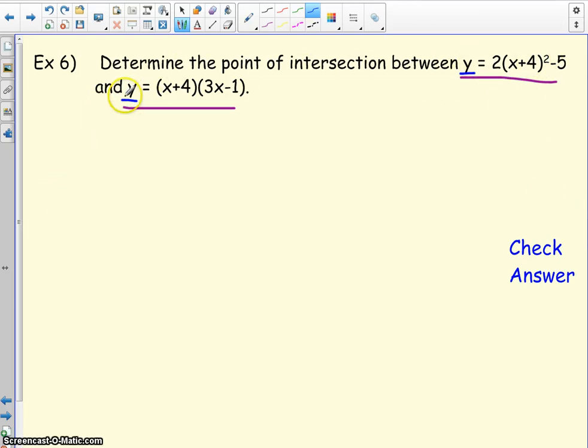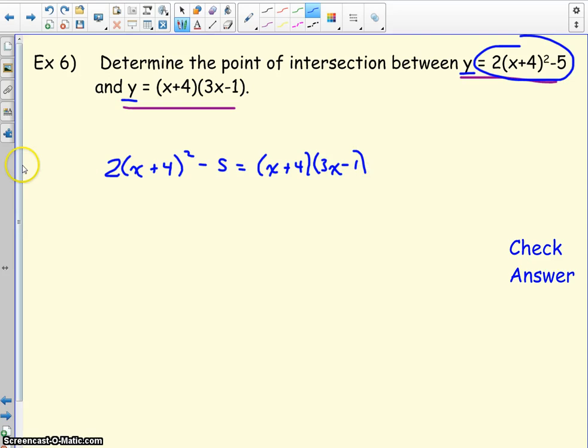So wherever I see y in this equation, I replace it with 2 bracket x plus 4 squared minus 5, and then I can potentially solve it for x. So I'm going to do that first. So I'm going to have 2 bracket x plus 4 squared minus 5, and over here I'm going to have bracket x plus 4 bracket 3x minus 1.